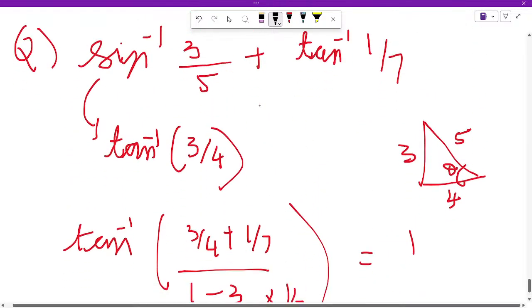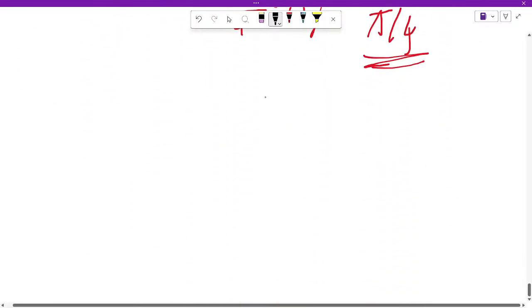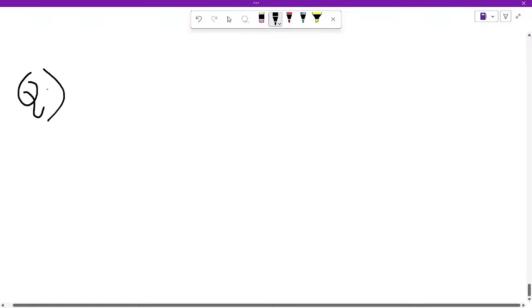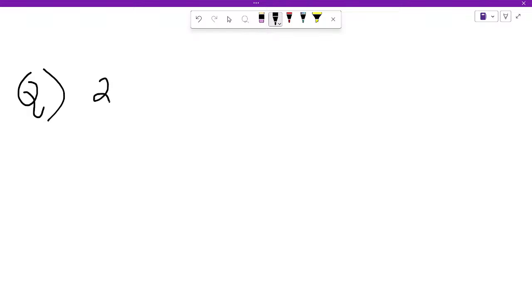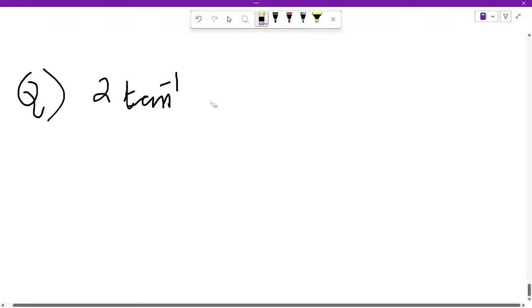I hope you guys understood this concept. Let us go to the next question. The next question is, if 2 tan inverse x equal to, sorry, there's a small correction.